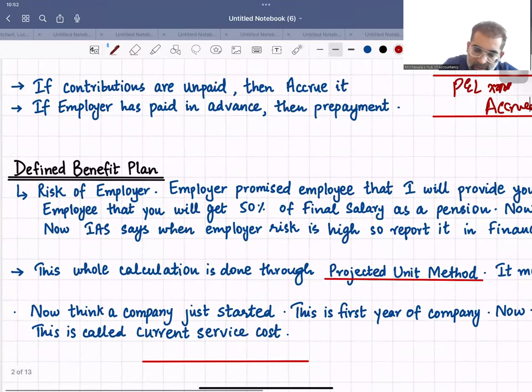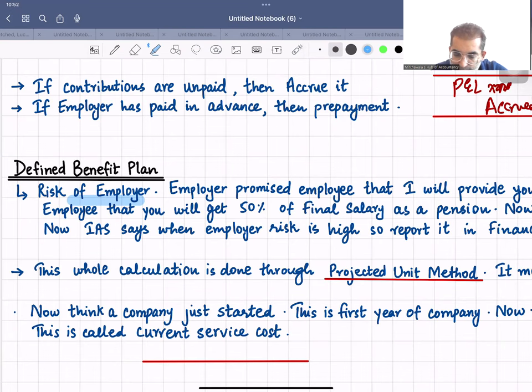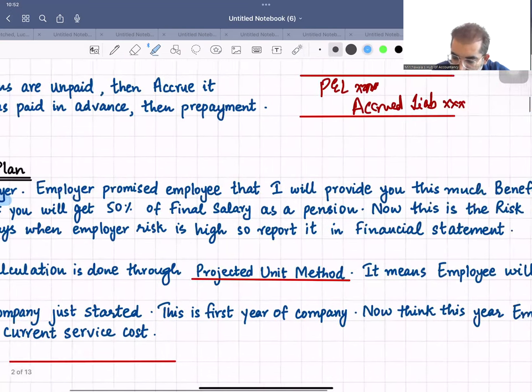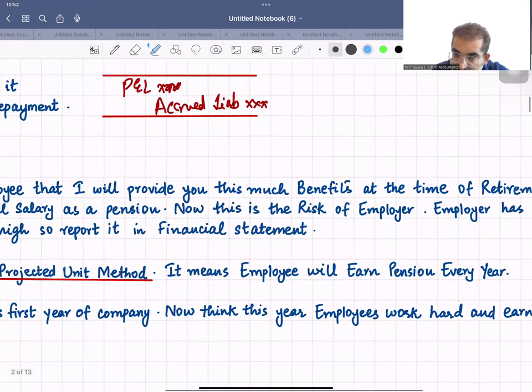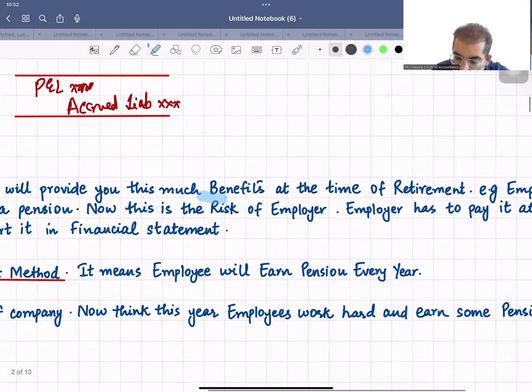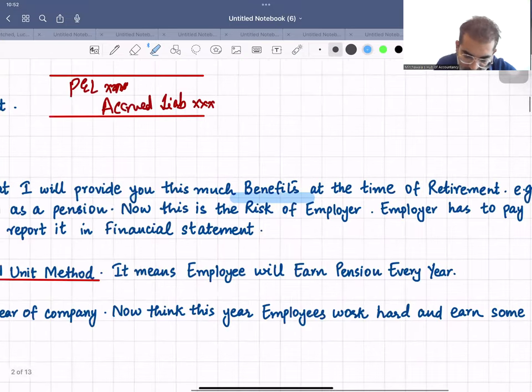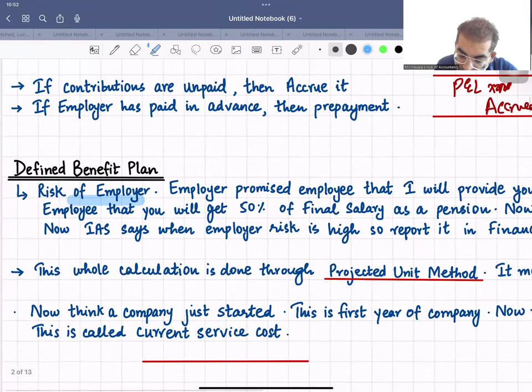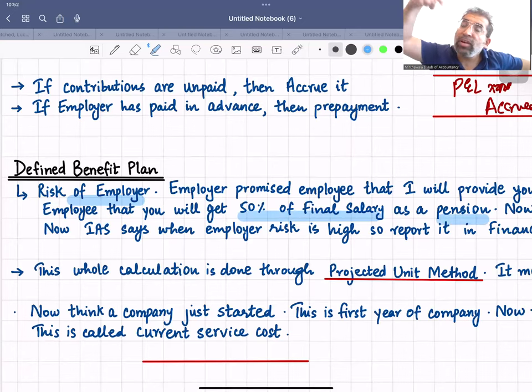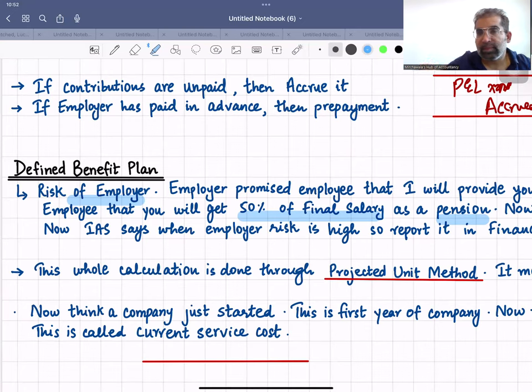First line, the major difference: in a defined benefit plan, it's a risk of the employer. The employer promised the employee that I will provide you this much benefit at the time of retirement. Now the employer is responsible for the end benefits. Example: the employer promised the employee that you will get 50% of final salary as a pension.